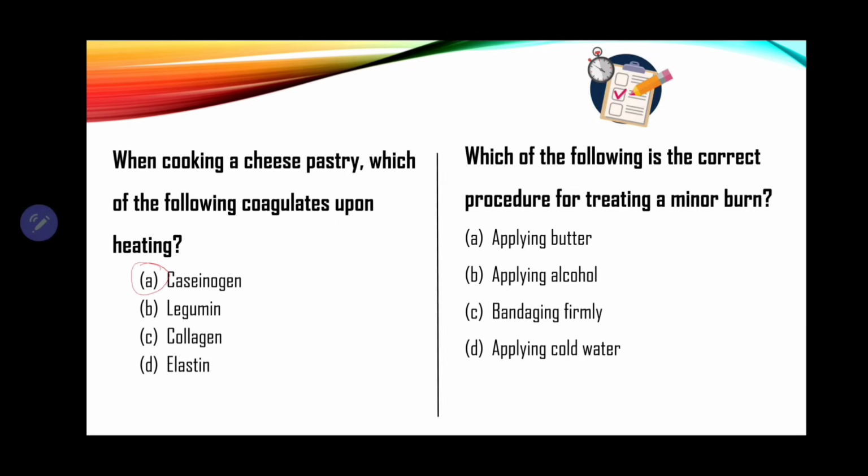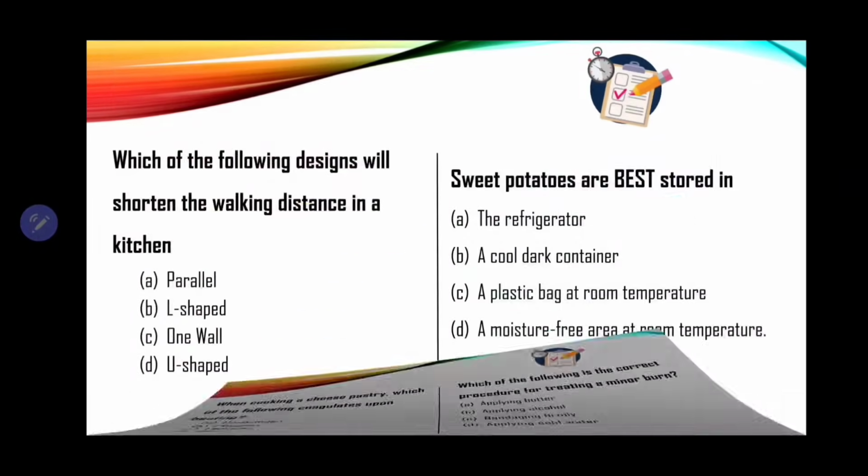Next question. Which of the following is the correct procedure for treating a minor burn? A. Applying butter. B. Applying alcohol. C. Bandaging firmly. And D. Applying cold water. Now the correct response here is D. Applying cold water.